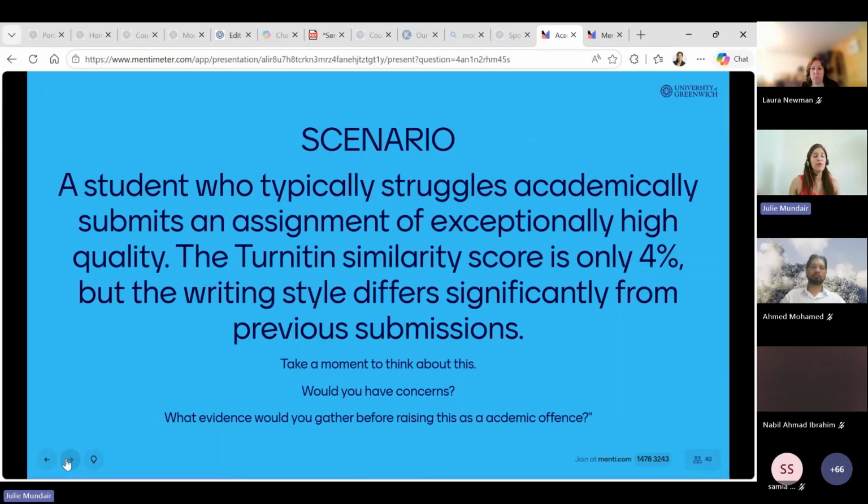I've given you a scenario here. I'm not asking you to do anything at this moment, but I do want you to focus on what you would do, especially if the quality of the work is academically high, the similarity score is low, but the writing style is really significantly different from previous submissions. So I want you to think about what evidence you would gather, and what would be your concerns. That's all I want you to do, just to reflect on this particular scenario.